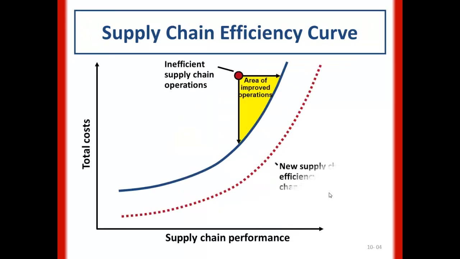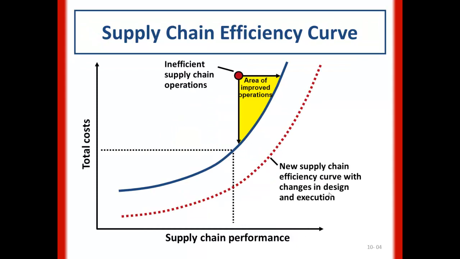This picture shows the efficient curve. The blue line represents the efficient curve. The efficient curve is the trade-off between cost and performance.